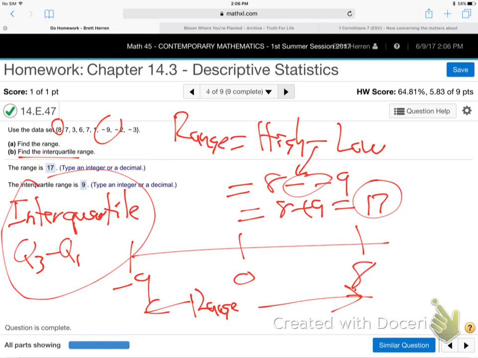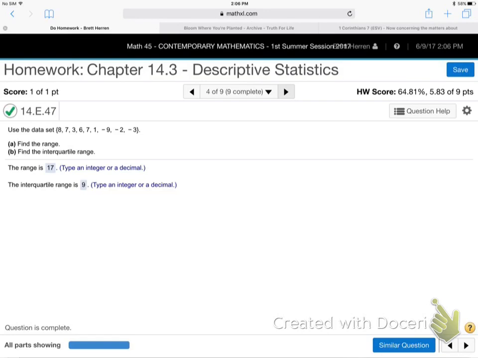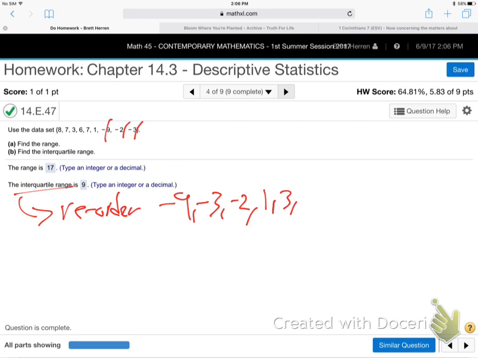So let's try that. So we're gonna have to do all the work to find the quartiles. Yeah, I don't know if I want to do all that again. To find the quartiles, you're going to have to do the whole thing. We've got to reorder them from low to high. So that'd be -9, -3, -2, 1, 3, 6, 2 7s and a 9. Is that right? We got them all? Did I miss any?